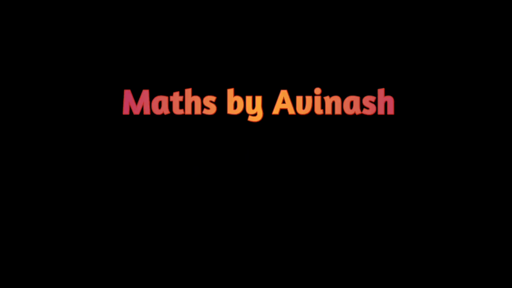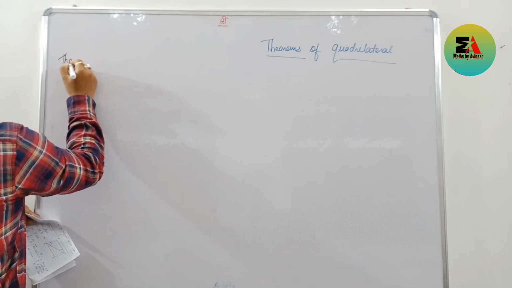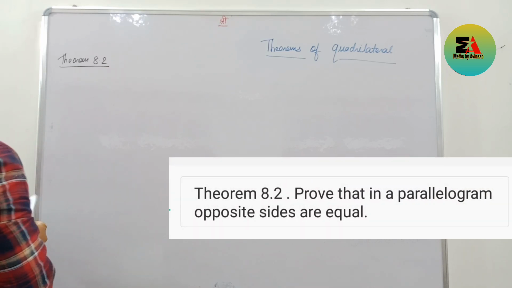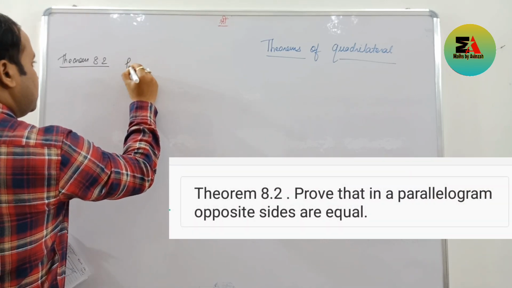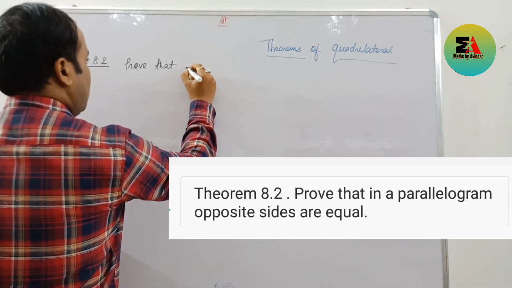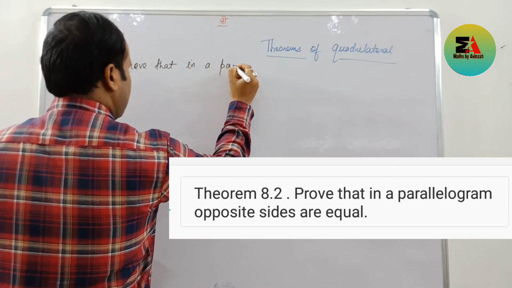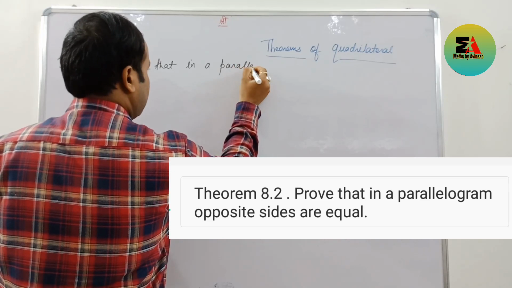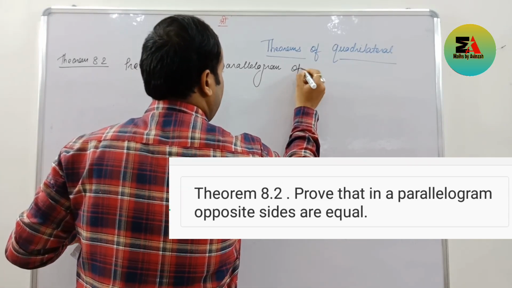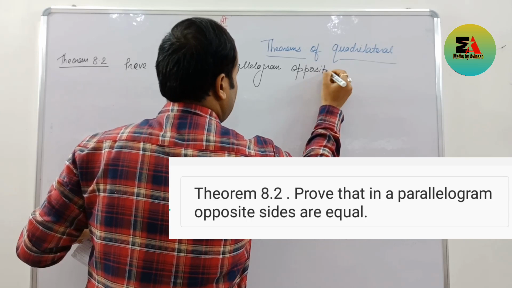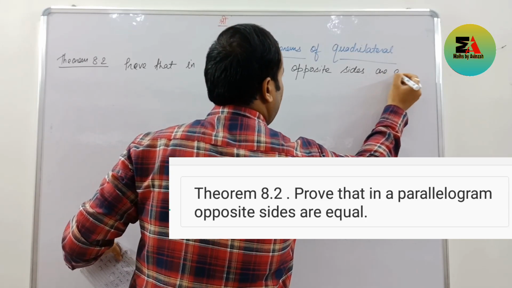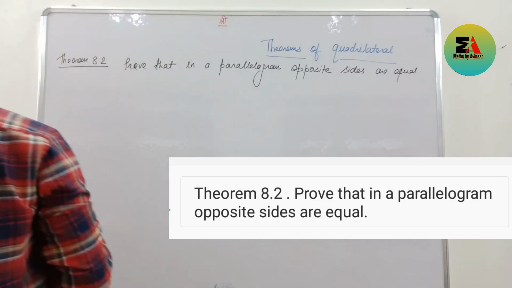This is Theorem 8.2 from NCERT. Prove that in a parallelogram, opposite sides are equal. This is our theorem.